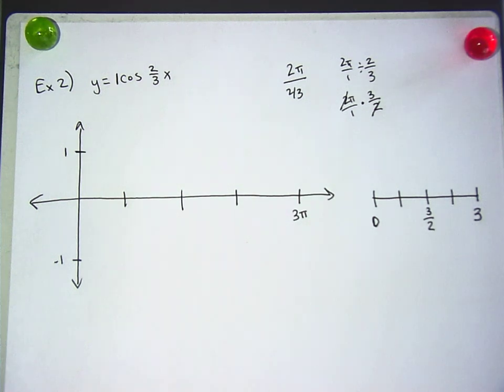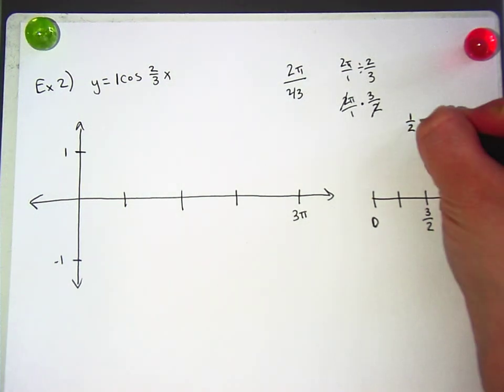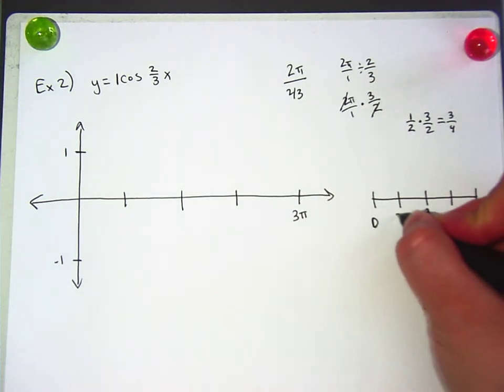This is tough. How do I split up 3 halves into 2? 1.5, 0.75, right? Which would be 3/4. But let's say you couldn't do that in your head. You could just do half. This always works. Look up. You could do half of 3 halves, which is 3/4. So half of 3 halves is 3/4.